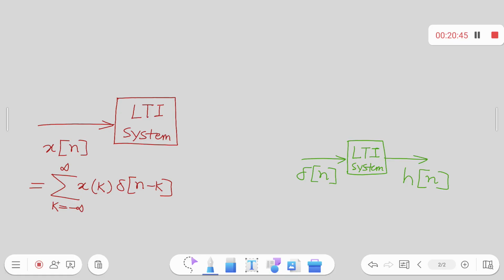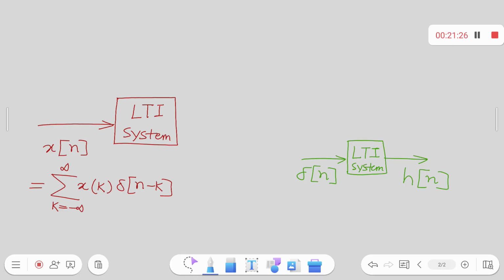and we feed this delta n as an input to the LTI system to get the output. We call it impulse response, h of n. And once you perform this experiment, once you know what is h of n of the system, then you know everything about it. Whether the system is stable, whether it is causal, for a given input what the output should be, whether the system is memory-less or memory-based, everything about the system is known to you if you know h of n for that particular system. Clear?